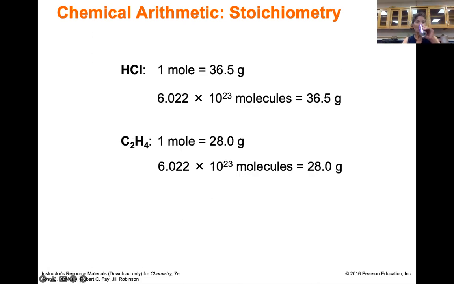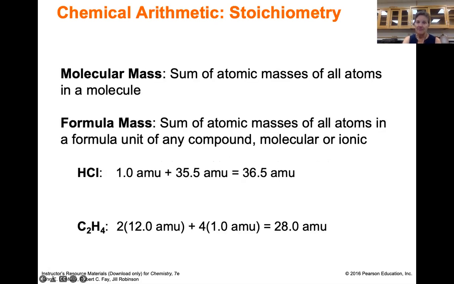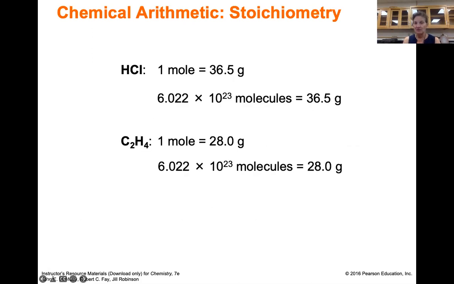So when you think about how you can use the formula mass, if we have a mole of HCl, remember the mass in grams would equal a mole. So that's something we learned about in chapter 2. So 1 mole should equal 36.5 grams of HCl.